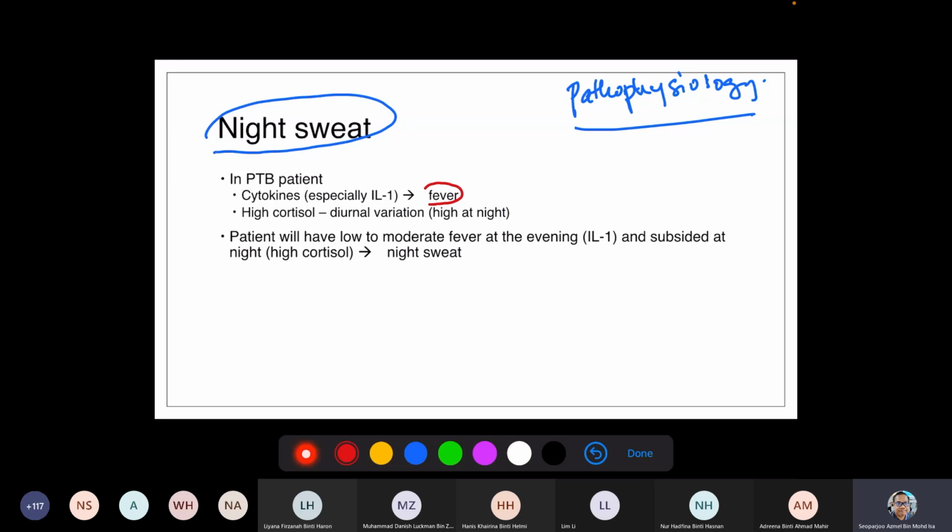But in pulmonary tuberculosis patients, the cortisol has some derangement, and the diurnal variation is a bit different compared to the normal person, in which the cortisol is high at night. So this is why the patient develops night sweats during nighttime. This is because cortisol has an antipyretic kind of effect. This antipyretic effect causes the patient's temperature to become lower and makes the patient sweat a lot during nighttime. So that's why there's night sweat in a pulmonary tuberculosis patient, as I explained down here. You can read afterwards.